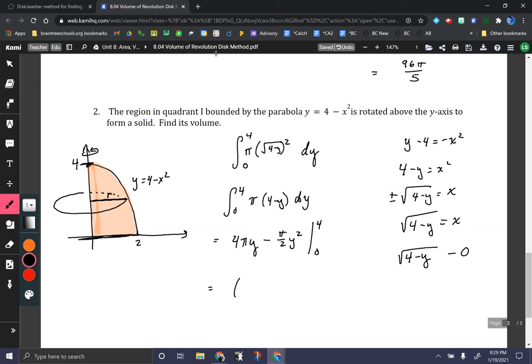So when we plug in 4, we're going to end up with a 16 pi minus a pi over 2 times a 16, minus a total of 0. So we're going to end up with 16 pi minus an 8 pi, or 8 pi in total. Now there's no official units to go along with any of these problems, so we're just going to leave our final value as our final answer.